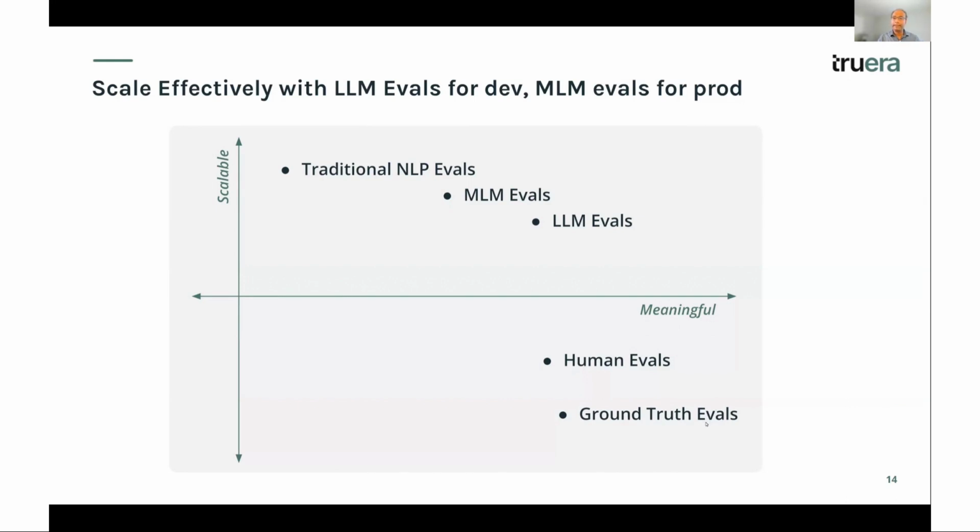Often users, when they're starting to build their application, will start with ground truth evaluations with a curated data set where the correct answers are known, against which you can compare what's coming out of your application. Ground truth is high on the meaningful axis. On the x-axis, it's doing really well. On the y-axis, though, it's hard to scale this kind of ground truth data because it requires a lot of curation and expertise to do it right.